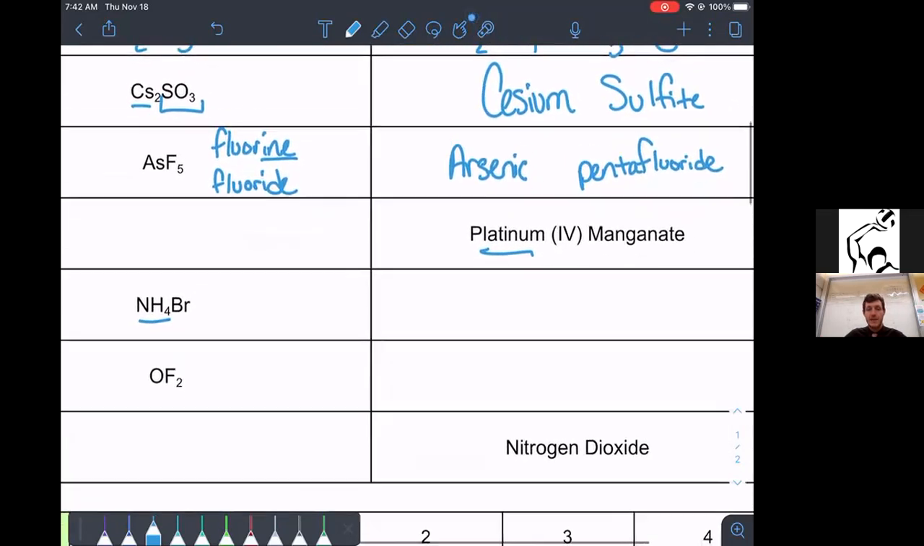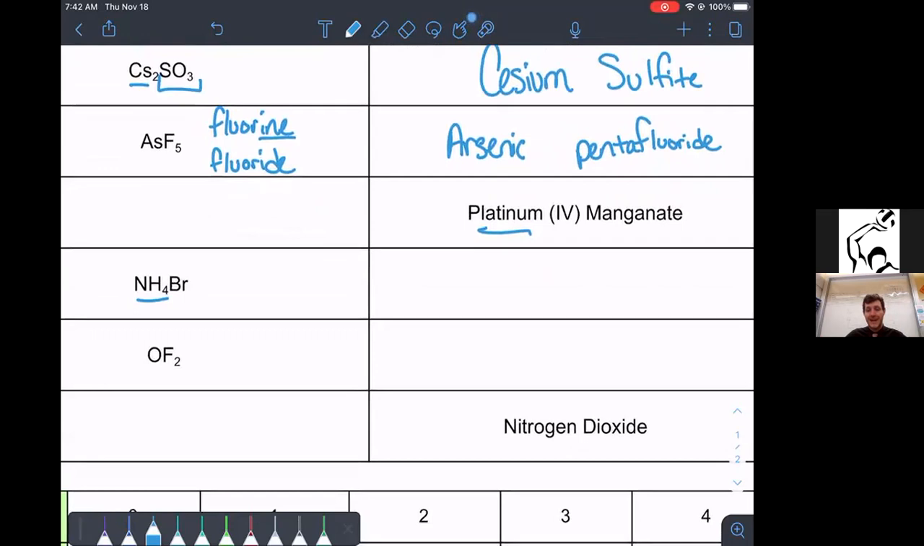The next one is platinum(IV) manganate. So we have to remember that platinum is Pt. And now it tells us, because it's a transition metal, we have to look for the Roman numerals, and it tells us that it has 4 valence electrons it's going to lose. Manganate is going to be MnO4 with a -2 charge.